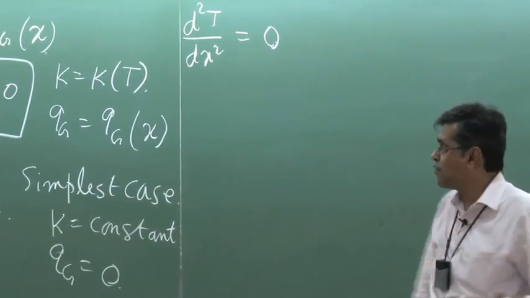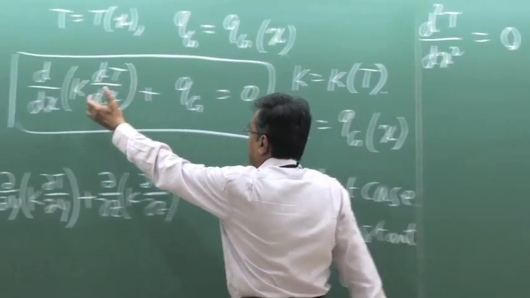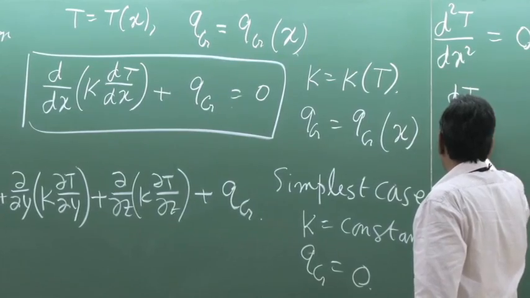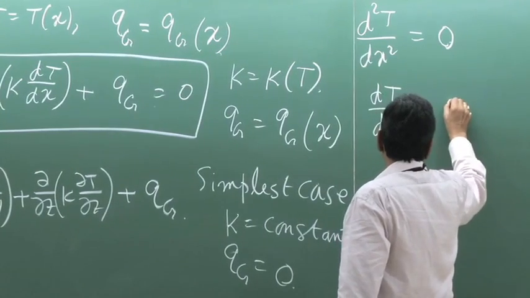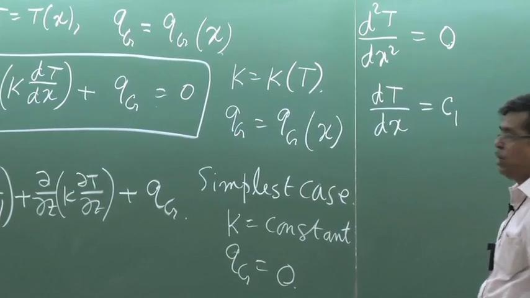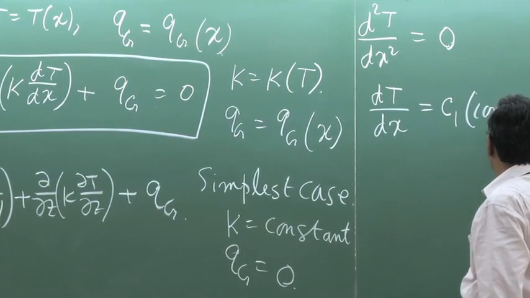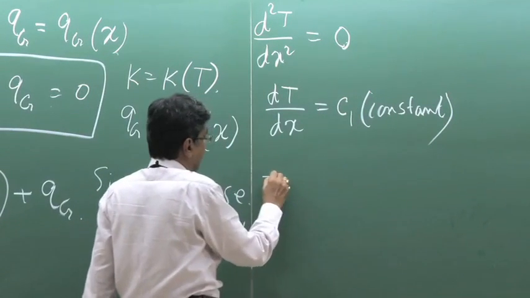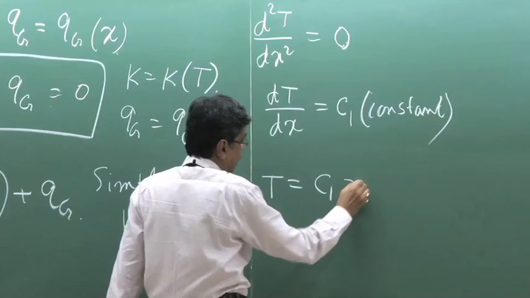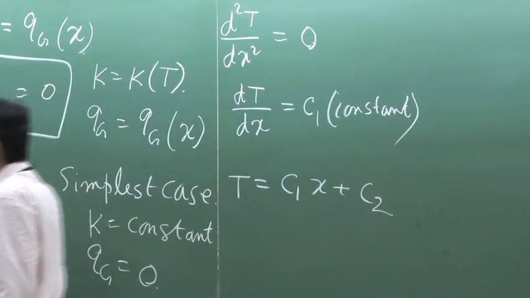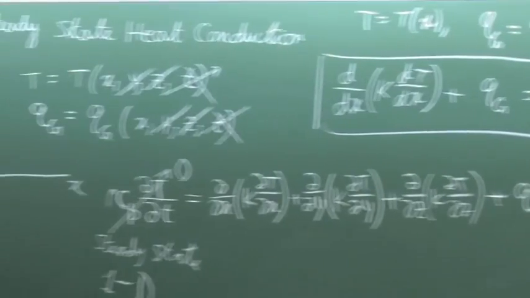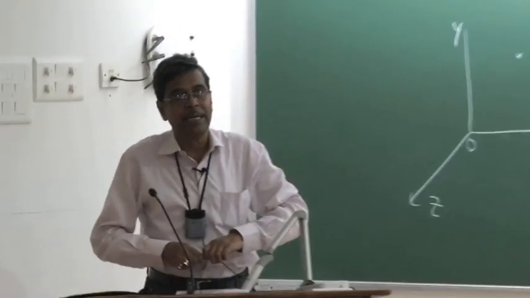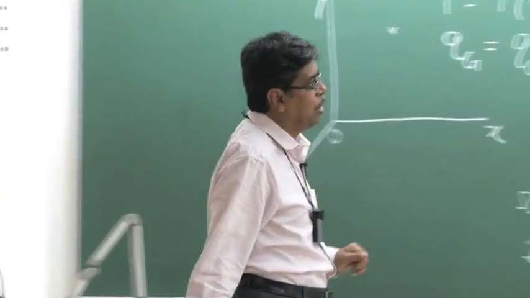This gives, because k comes out of this derivative d/dx and qg is 0, which means that the temperature gradient dT/dx is constant. Let us denote it by C1, constant. And if we further integrate, we get the temperature as a linear function of x, where x is the direction along which the temperature varies, and the temperature doesn't vary in the other two directions y and z in this particular Cartesian frame of reference.